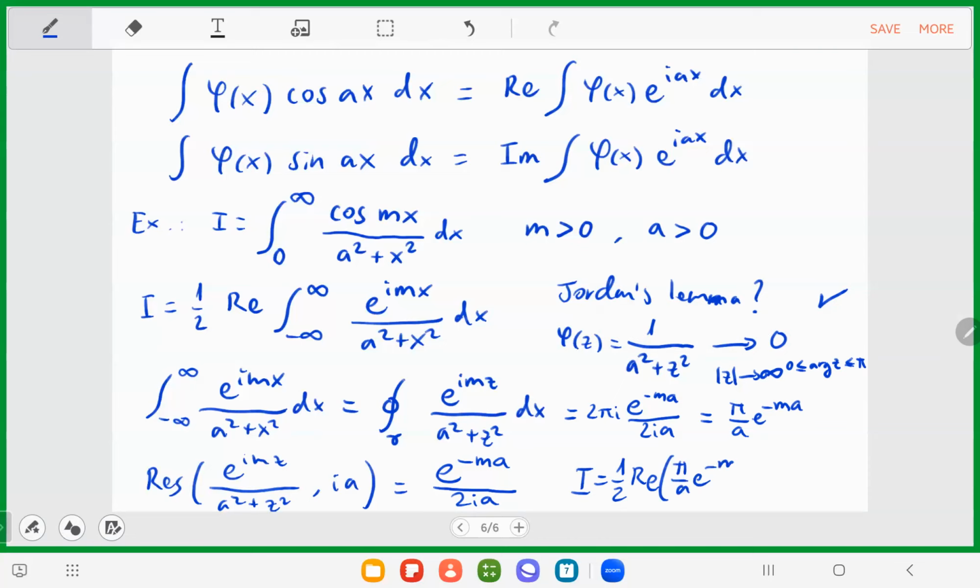But notice that here m and a are real. That means the real part, I mean, this number is already real. So the real part of this number is the same number. So we will get, like that, pi divided by 2a exponential of minus ma. That is the result for this integral I. Any question? And this is true for any m and any a, with non-zero a, of course.